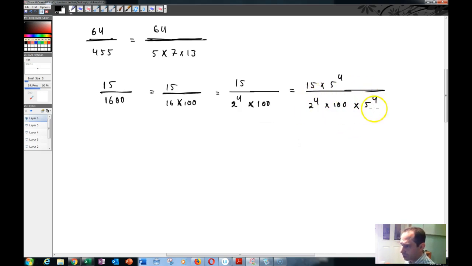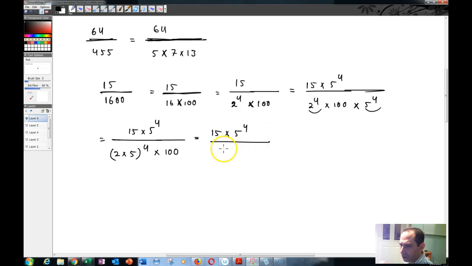Now 2 raised to the power 4 and 5 raised to the power 4, you can write this as 15 into 5 raised to the power 4, and then 2 raised to the power 4 times 5 raised to the power 4 is 2 times 5 whole raised to the power 4, times 100. And that's the same thing as 15 times 5 raised to the power 4 over 10 raised to the power 4 times 100.